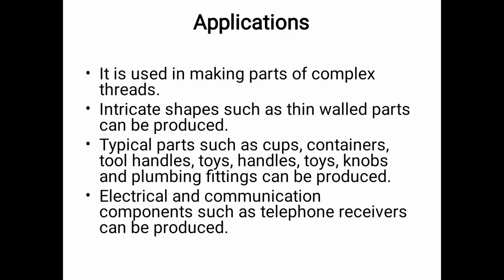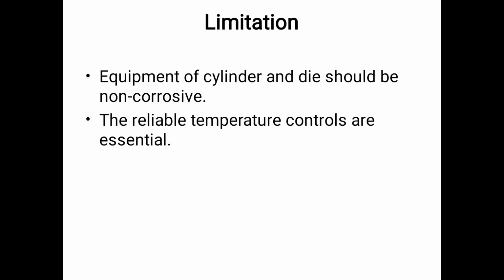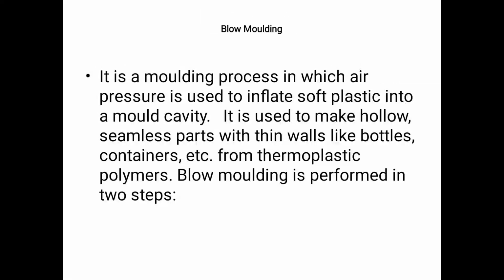Then the applications of injection molding. It is used in making parts with complex threads. Intricate shapes such as thin walled parts can be produced. Typical parts such as cups, containers, tool handles, toy handles, toy knobs and plumbing fittings can be produced. Electrical and communications components such as telephone receivers can be produced. Limitation: the equipment, cylinder and dies should be non-corrosive. Reliable temperature controls are essential.